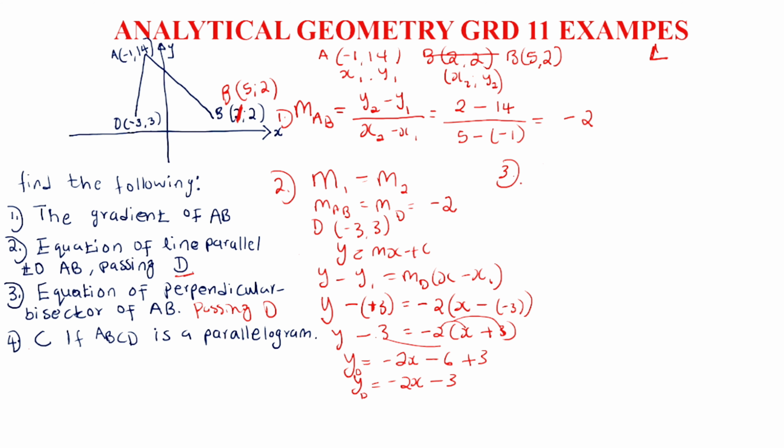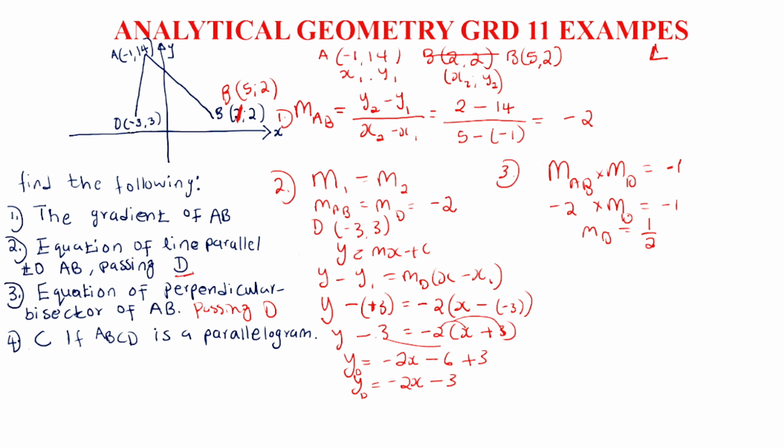We're going to use our same equation as before, but because they said it's perpendicular to AB, it means the product of the gradient of AB times the gradient of D should give us minus 1. We already know the gradient of AB, which is minus 2. So we need to find the gradient of D. To find it, we divide by minus 2 all over. Therefore, it's going to give us positive 1 over 2.